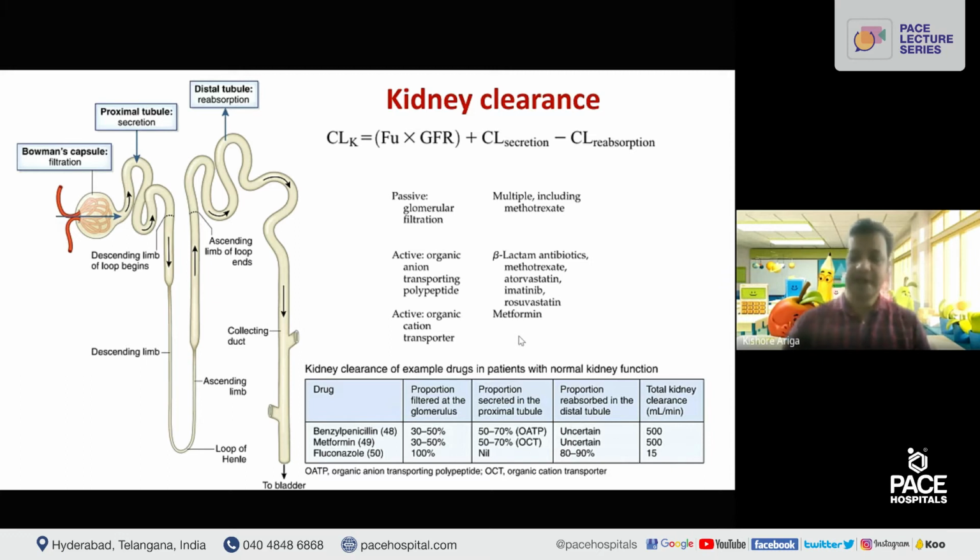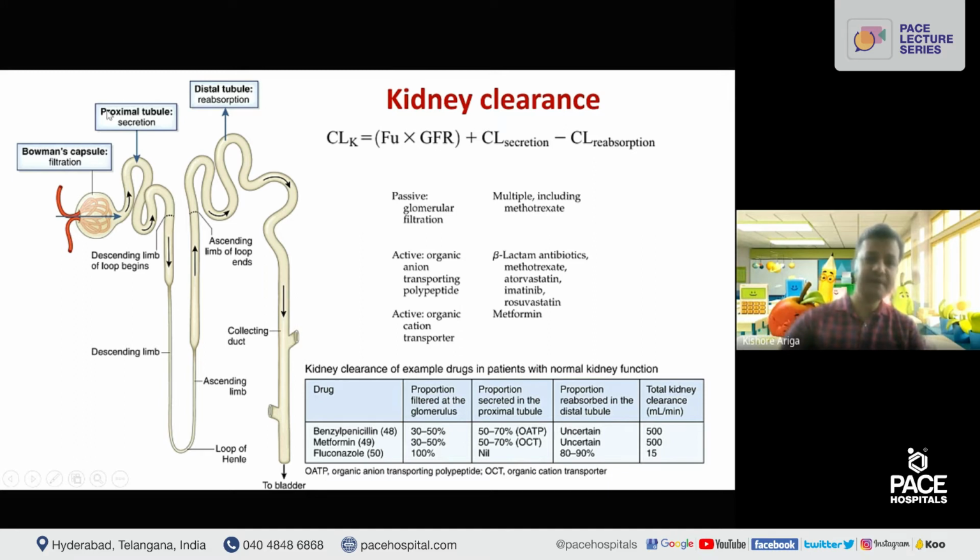In this slide, this is the kidney clearance. This is the image of a nephron. This is the glomerulus. This is the proximal convoluted tubule. These are the ascending and descending limbs of the loop of Henle. This is the distal tubule. So what will happen in the kidney? Whenever blood comes with a free drug, it will get filtered at the glomerulus, and the drug may also be secreted in the proximal convoluted tubule, and it may get reabsorbed in the distal convoluted tubule.